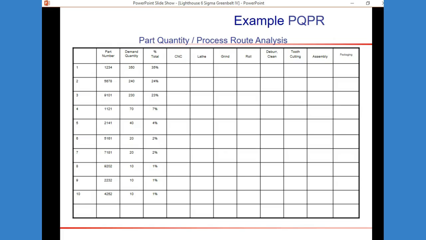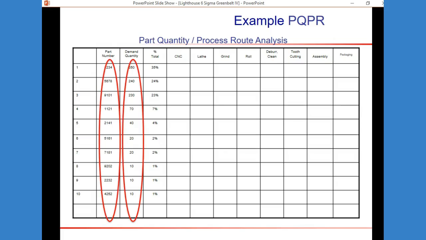So there's my part number. I make $350 a year, and based on all my other quantities in this example, that's 35% of my business right there, that part number. So across the top, I have CNC, lathe, grind, roll, deburr, all the different processes that I have in the building.